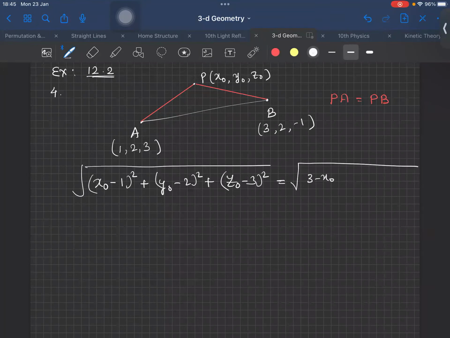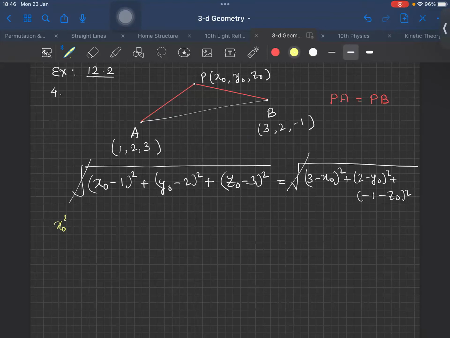Now this should be equal to the square root of (3 minus x naught) whole square, or x naught minus 3, whatever you want, you can write, plus (2 minus y naught) square plus z naught square. Anybody having doubts, please tell me. The square root you can just cancel out. So you will get an equation in x naught, y naught, and z naught. Let's solve it.